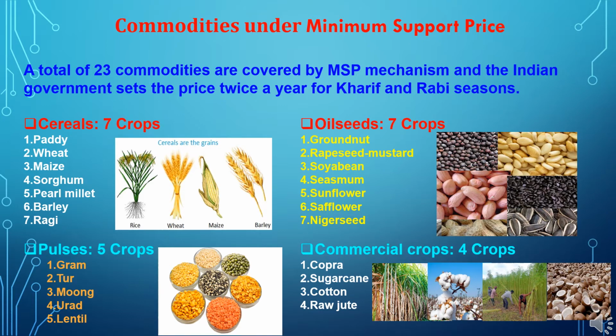Under cereals there are 7 crops like paddy, wheat, maize, sorghum, pearl millet, barley and ragi. Under oilseeds there are 7 crops registered like groundnut, rapeseed mustard, soybean, sesame, sunflower, safflower and Niger seed. Under pulses there are 5 crops like gram, tur, moong, urd and lentil, and under commercial crops there are 4 crops listed like copra, coconut, sugarcane, cotton and jute.